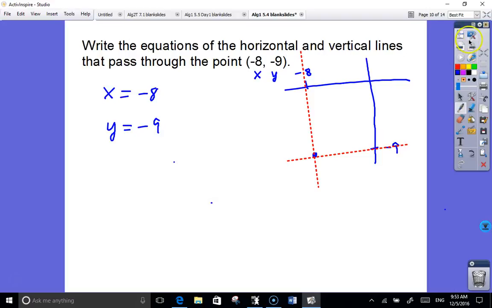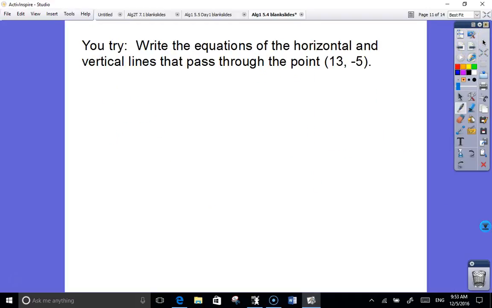Okay, so try this one. Write the equations of horizontal and vertical lines that go through that point.